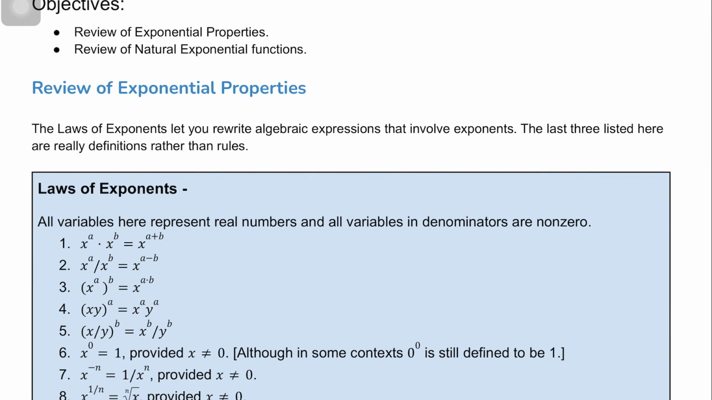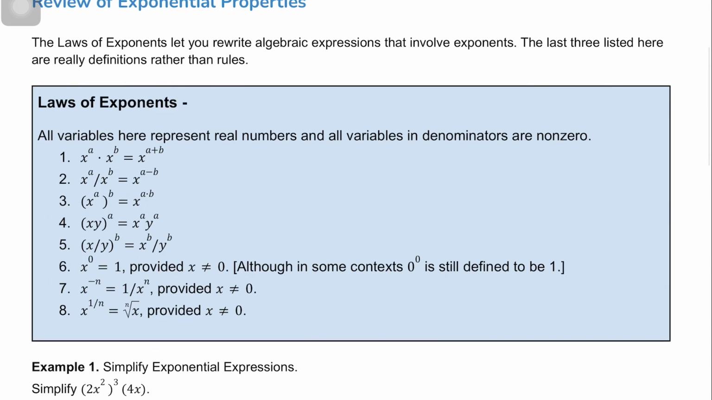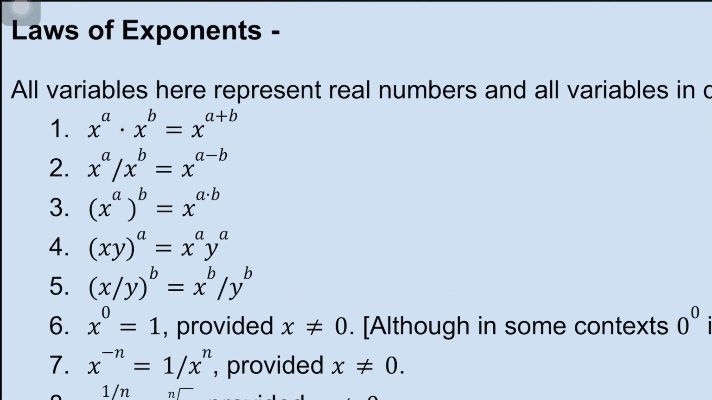The last three listed here are all really definitions rather than rules. You probably already remember these rules, but when you multiply two powers, then you add their exponents, right? This can only happen whenever you have the same base. You can add their powers. When you have the division of the same variable, then the exponents are subtracted, right?